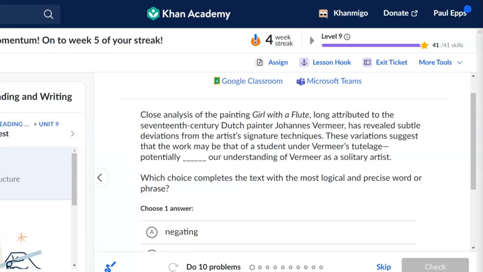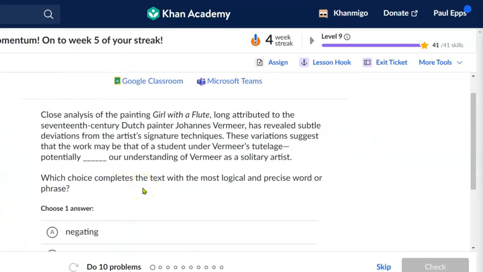This is a practice test for digital SAT reading and writing. Subtopic: craft and structure. This is an advanced level test. 10 questions. Let's see what we've got.